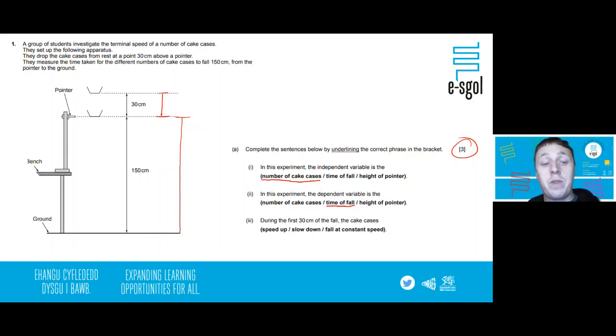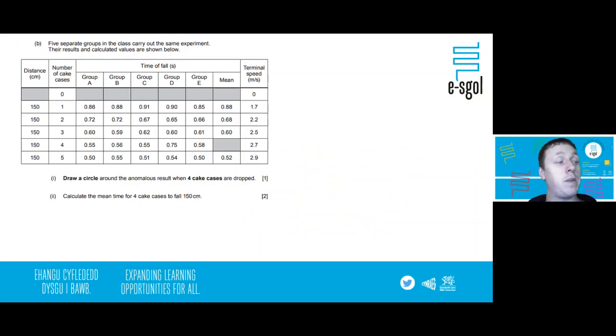Part 3 is asking us what will happen during the first 30 centimeters of the fall: are the cake cases speeding up, slowing down, or falling at a constant speed? Hopefully you remember that terminal velocity is what occurs when you drop an object initially from rest, and it will accelerate. Therefore, it will speed up until it reaches a terminal velocity at the point 150 centimeters.